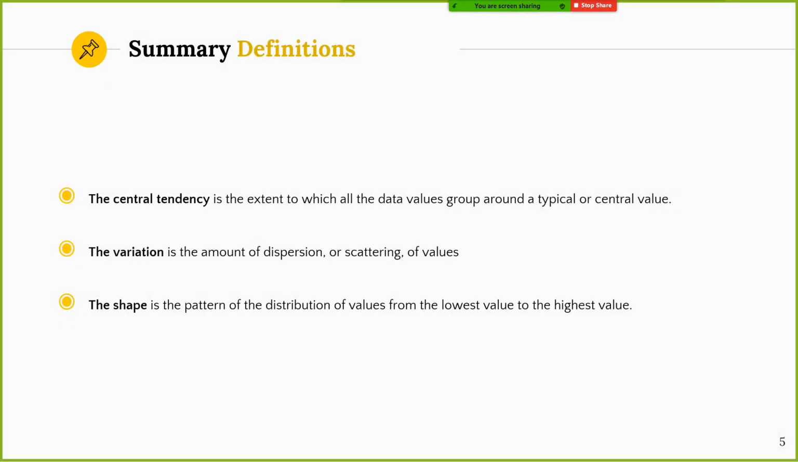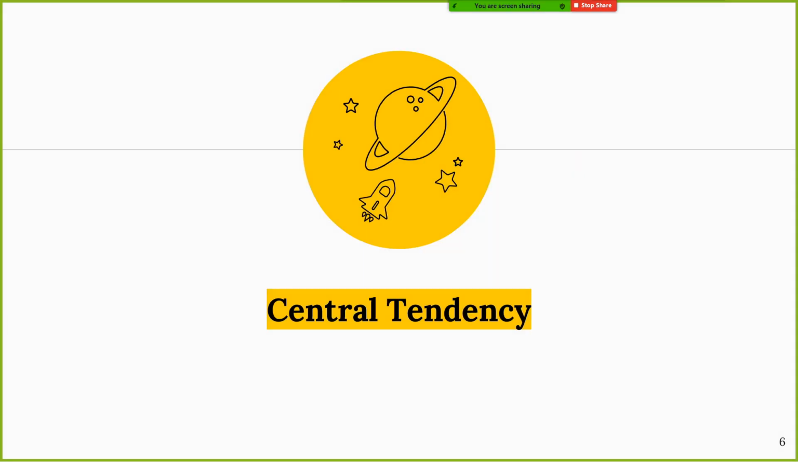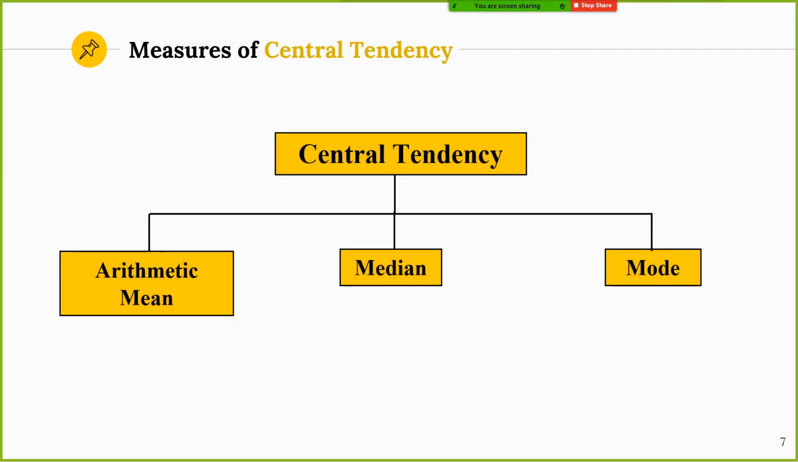So this is divided into three types. The first is the central tendency, variation, and the shape. Okay. So before I explain all of this, let's continue. First is central tendency. So central tendency is divided into three.